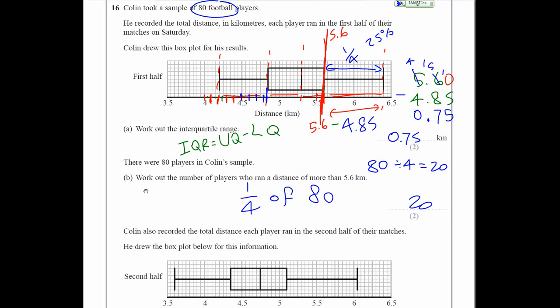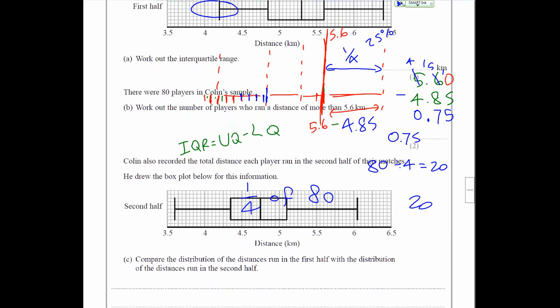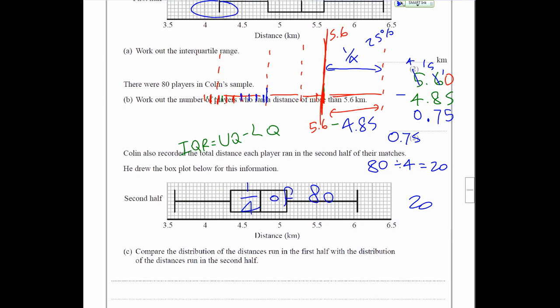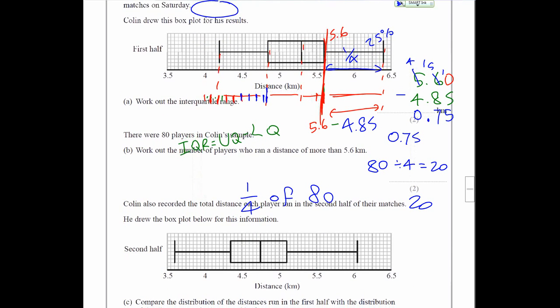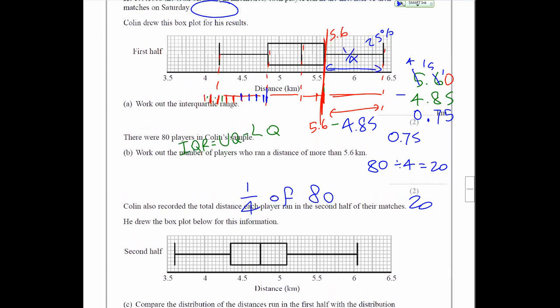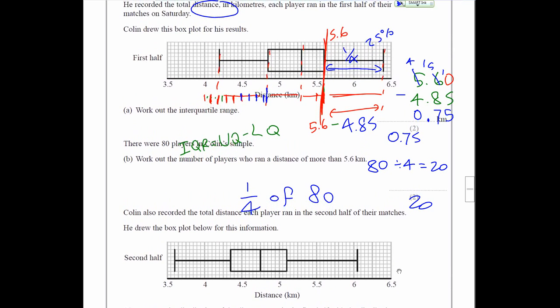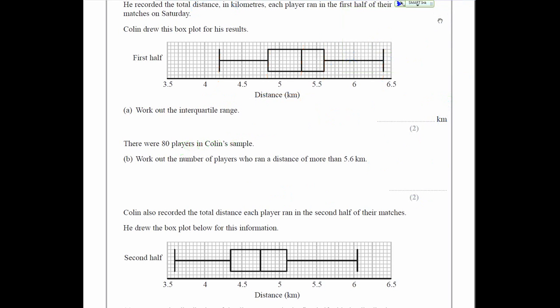Colin also recorded the total distance each player ran in the second half of their matches. He drew a box plot for this information. Compare the distribution of the distance ran in the first half with the distribution for the second half. So we want to be able to see both box plots on the same screen. And I can actually probably cheat a bit with this by using this software. I can actually put them onto the same diagram by being a little bit clever.